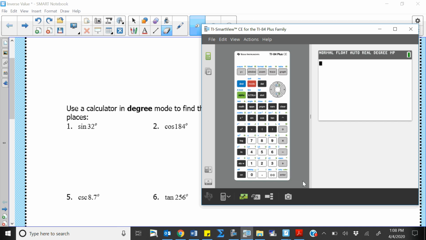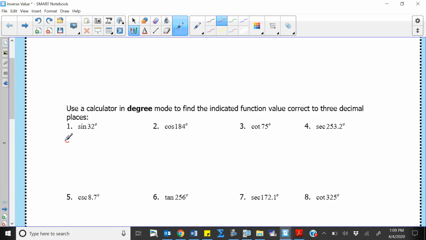The trig functions that are defined on the calculator are sine, cosine, and tangent. So we have buttons defined for them, and we can easily find these trig values like sine of 32. I just go sine of 32 and it gives me the answer, 0.5299.